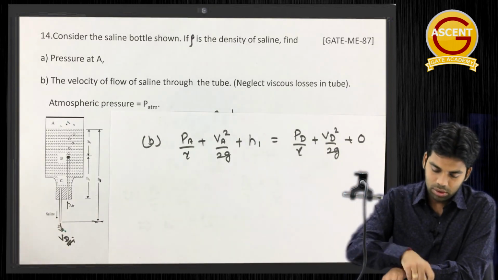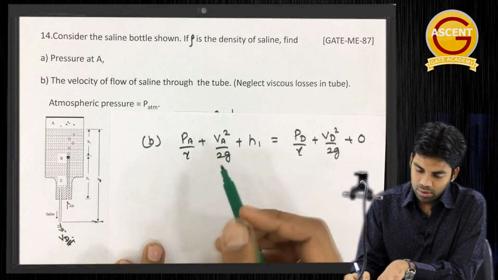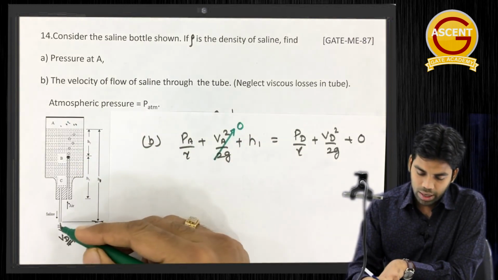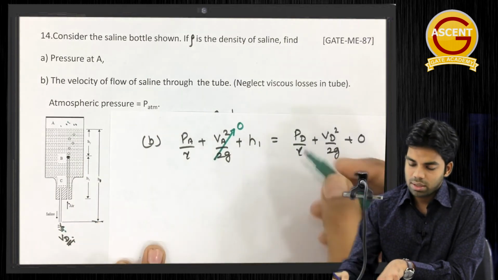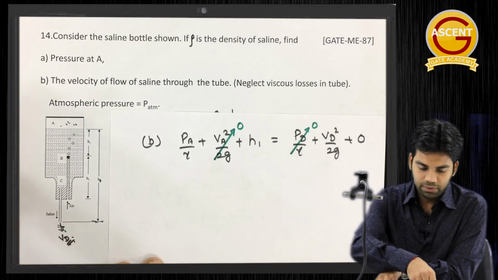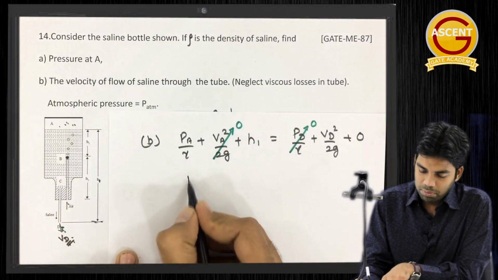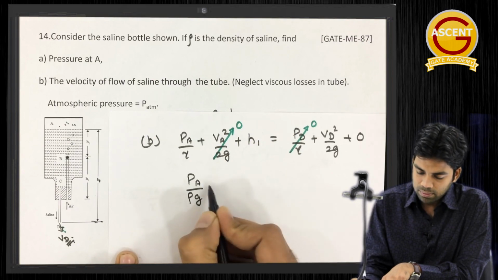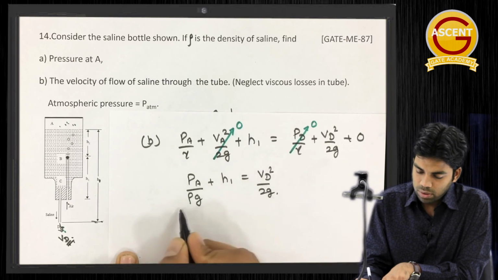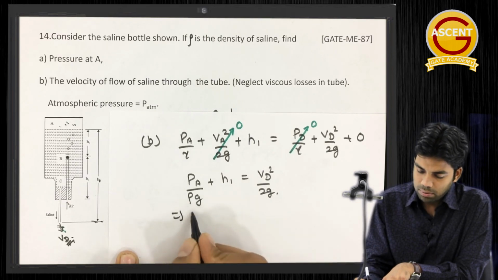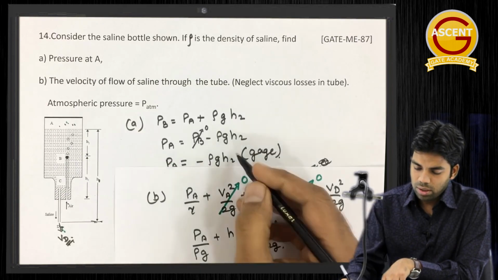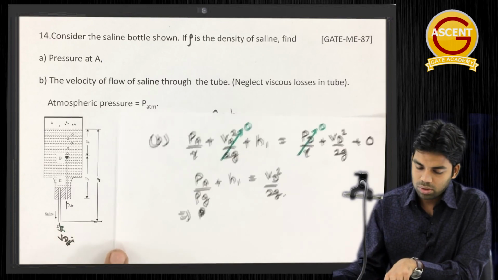Now at point A the velocity is 0, so this term is equal to 0. At point D the pressure is 0, since this is atmospheric pressure, so the gauge pressure is taken as 0. So finally we will get Pa by rho g plus H1 is equal to Vd square by 2g. Or you can say this Pa, as we have already determined, is equal to minus rho g S2. So just put the value.